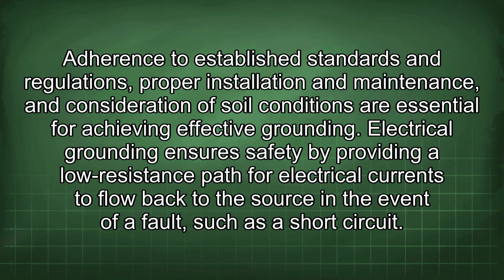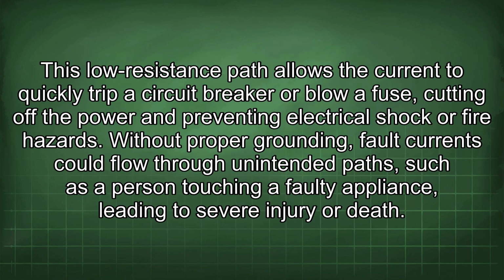Electrical grounding ensures safety by providing a low resistance path for electrical currents to flow back to the source in the event of a fault, such as a short circuit. This low resistance path allows the current to quickly trip a circuit breaker or blow a fuse, cutting off the power and preventing electrical shock or fire hazards.